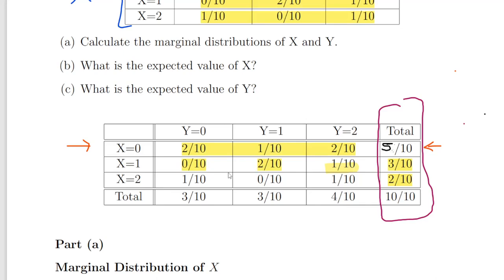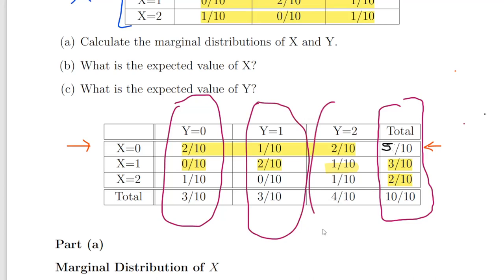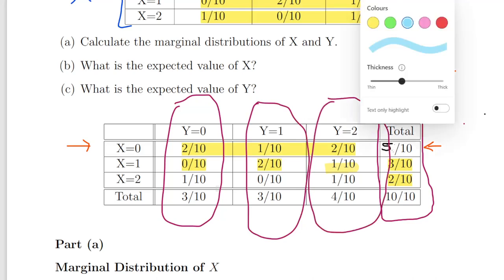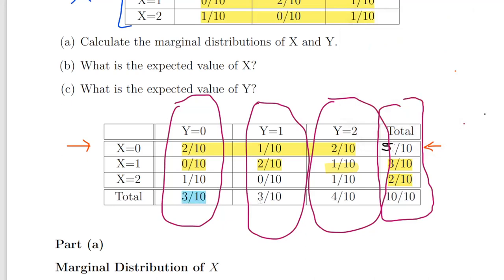Now we're going to look at the column totals. y equals 0, y equals 1, and y equals 2. What we do there is just tot up the totals for each of the 3 columns. 3 over 10, 3 over 10, and 4 over 10. You can just do it very quickly now. I think you get the idea.